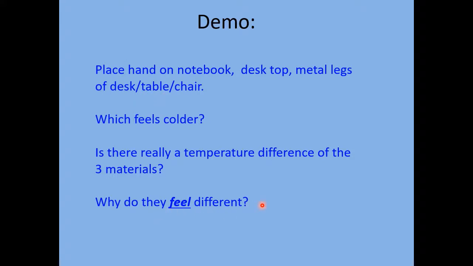Well, the reason for this is because of the difference in thermal conductivity of the three materials. Metal has a very high thermal conductivity, so it draws the heat away from your hand very quickly, leaving your hand at a cool temperature, which is equal to the temperature of the metal. On the other hand, the paper in your notebook has a very low thermal conductivity. Paper is a good insulator. So when you touch it, the heat from your hand doesn't really leave your hand at all. It gets trapped on the paper. So the paper feels like the temperature of your hand.